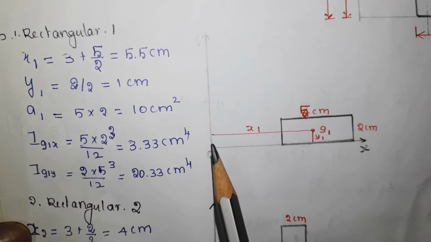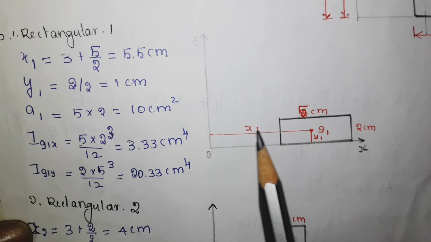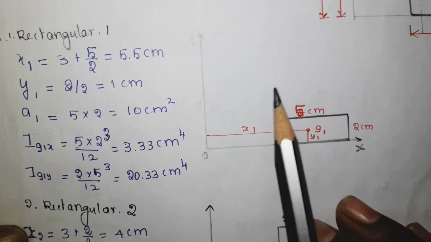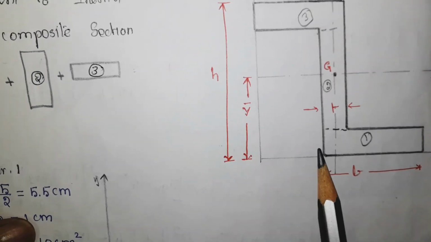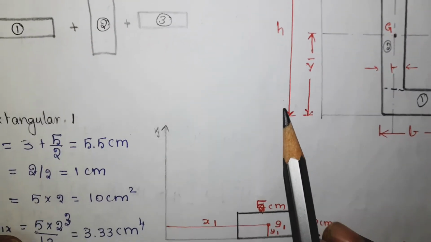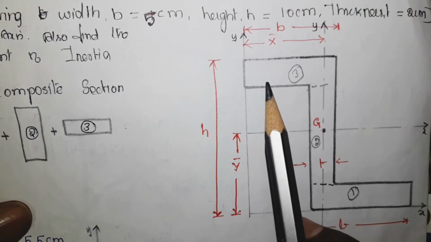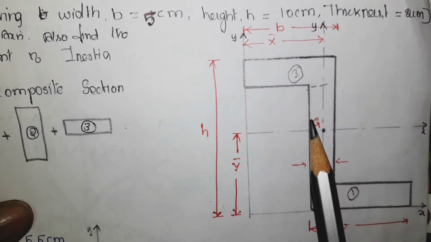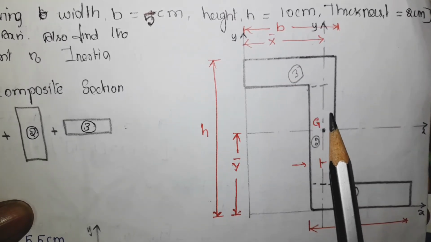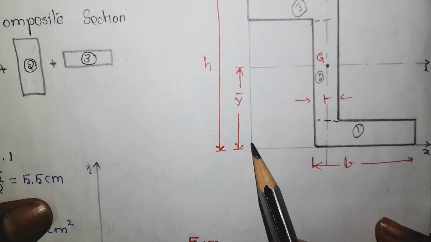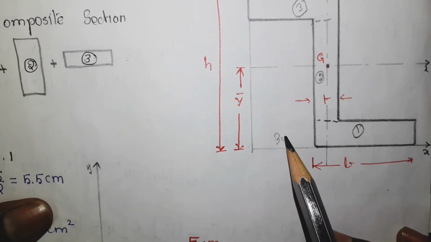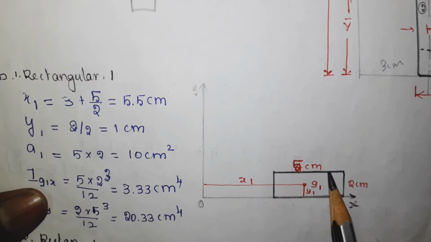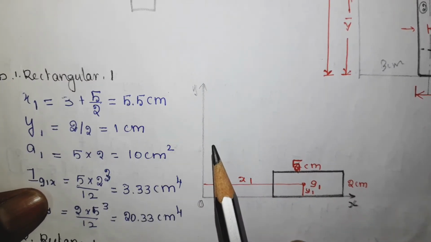Now let us go to the first one. X1 equal to, it is the distance between y axis and G1. So this is the x1. First you need to know this distance. If you refer here, this is the distance. You know that the total distance from this end to this end is b, which is equal to 5 centimeter, but you have to subtract this thickness 2 centimeter. So this distance is now 3 centimeter. So you have to add it. So 3 plus again it is 5 by 2, which is equal to 5.5 centimeter.